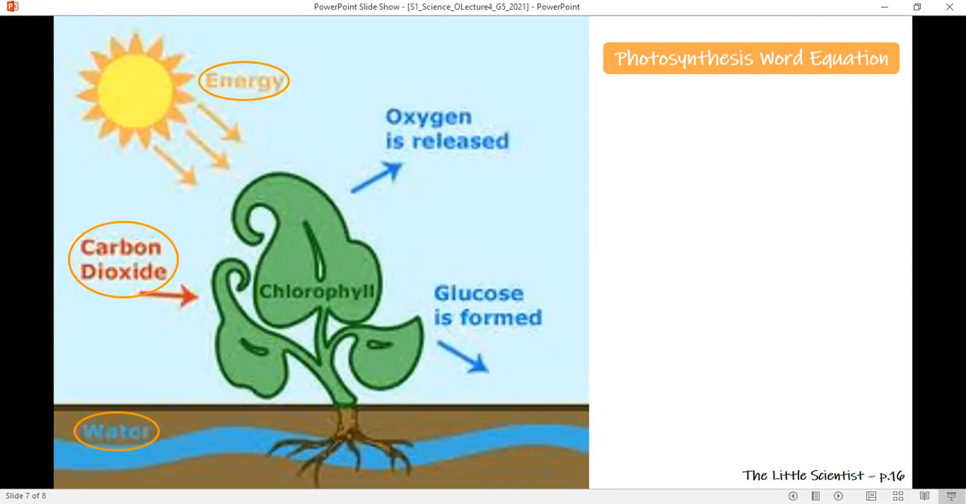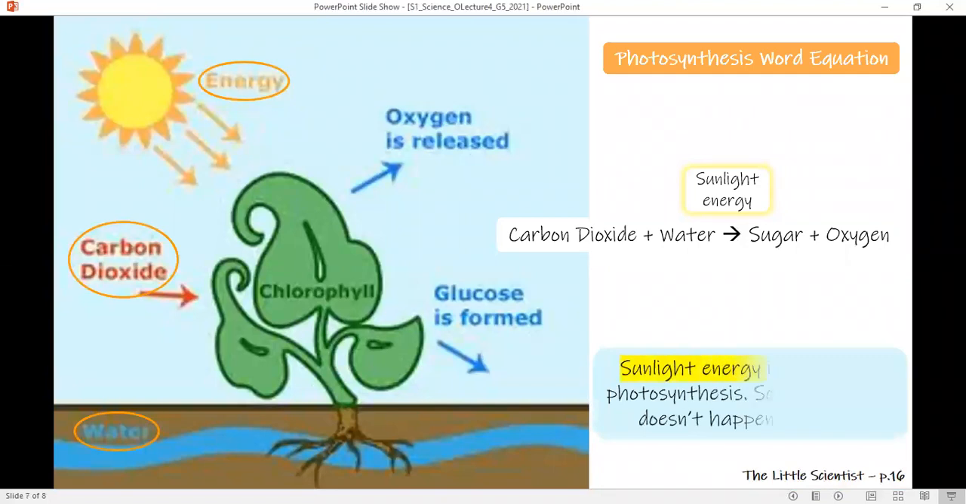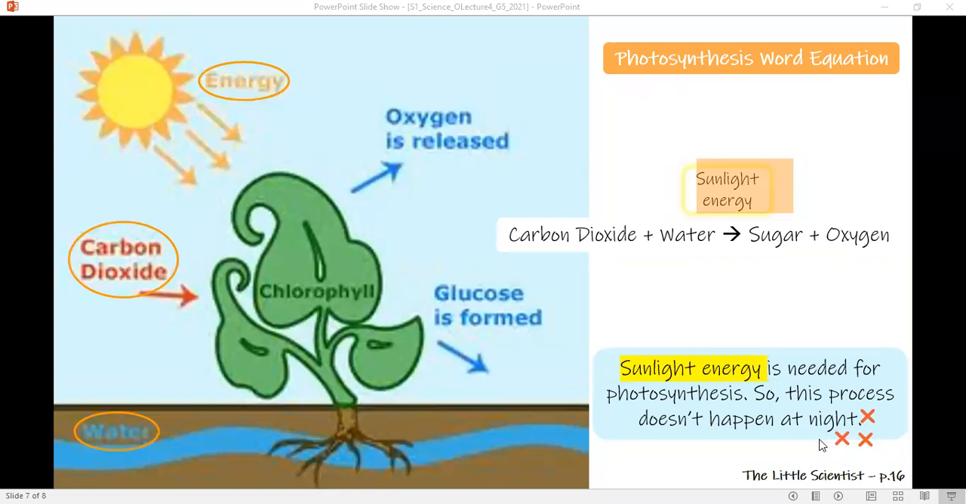What is the photosynthesis word equation? Carbon dioxide plus water in the presence of sunlight energy gives sugar plus oxygen. This process needs sunlight energy. This means that photosynthesis does not happen at night. This is super important. Photosynthesis needs sunlight energy. This means that at night, photosynthesis doesn't happen, since there is no sunlight.